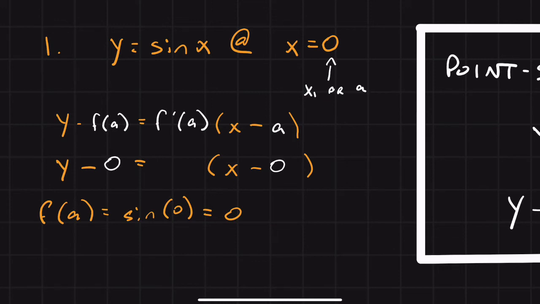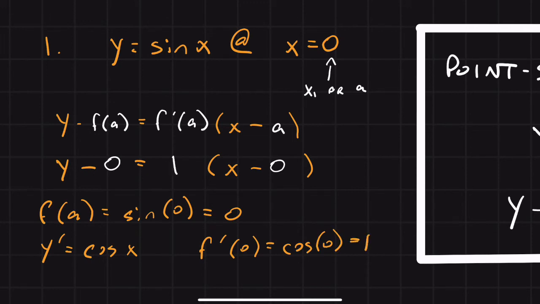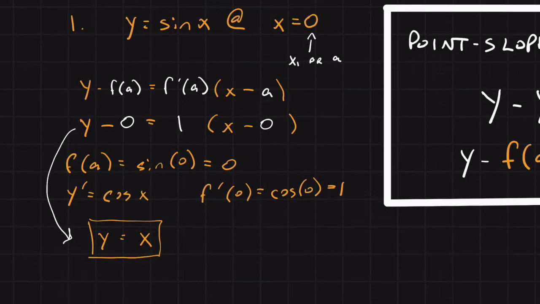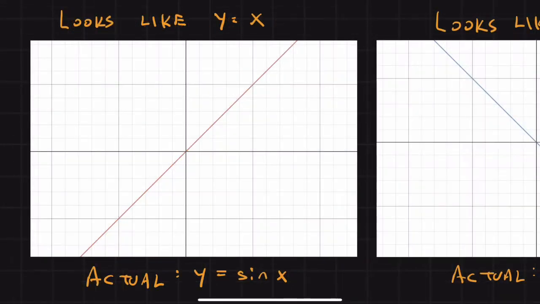Next, we need to find f prime of a. Well, in order to find f prime of a, we first need to find y prime. The derivative of sine is cosine. That is our f prime of x, and if we plug 0 into that, we'll have cosine of 0, which is equal to 1. So 1 goes in for the f prime of a. Let's simplify that equation and solve for y. That would give us y is equal to x. This is the linearization of sine of x at x equals a. Notice that y equals x is exactly what that red curve looked like when we zoomed in close enough.